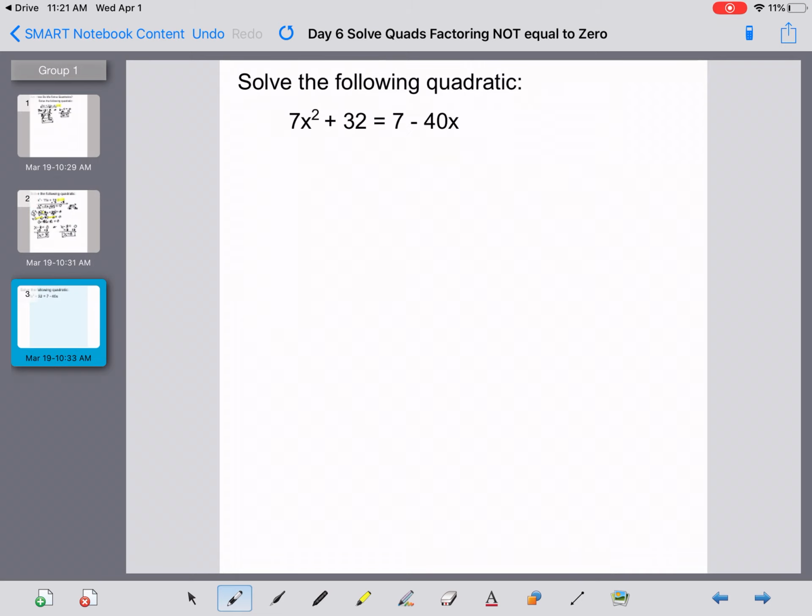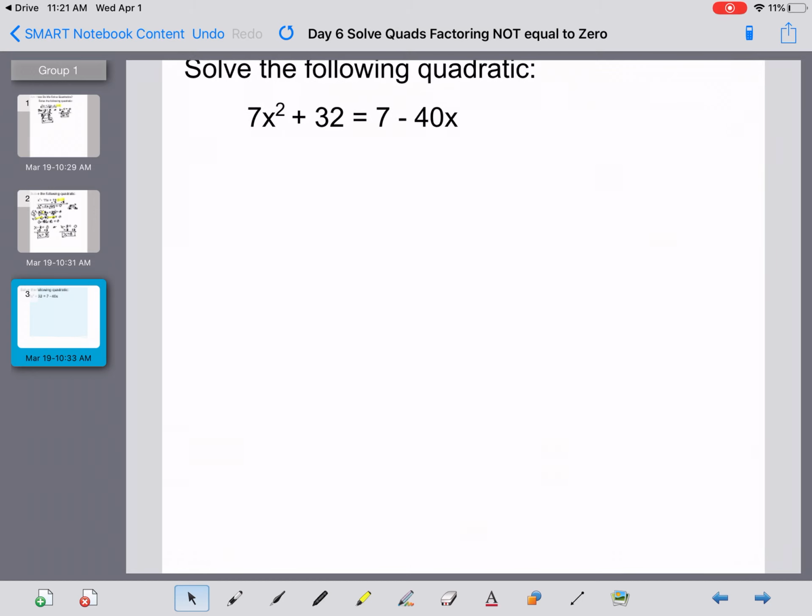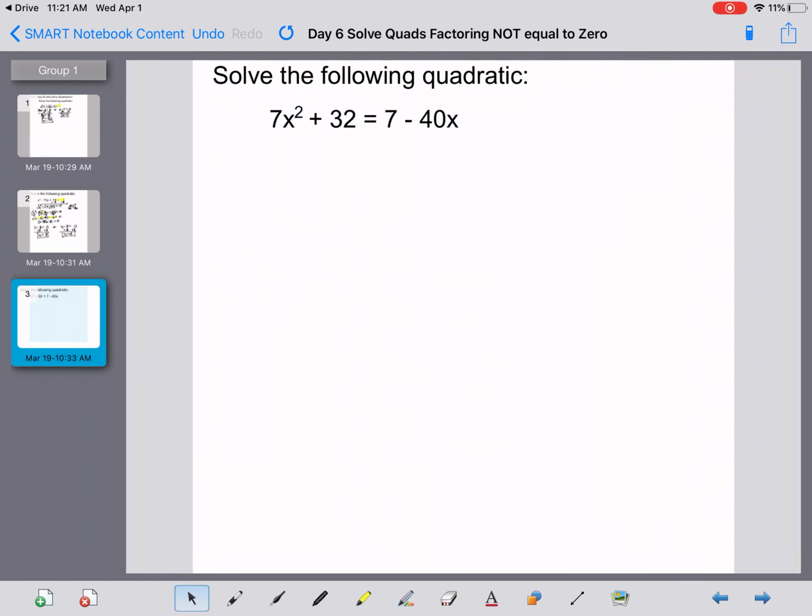And the last problem: solve the following quadratic. 7x squared plus 32 equals 7 minus 40x. Take a second to copy down the question.